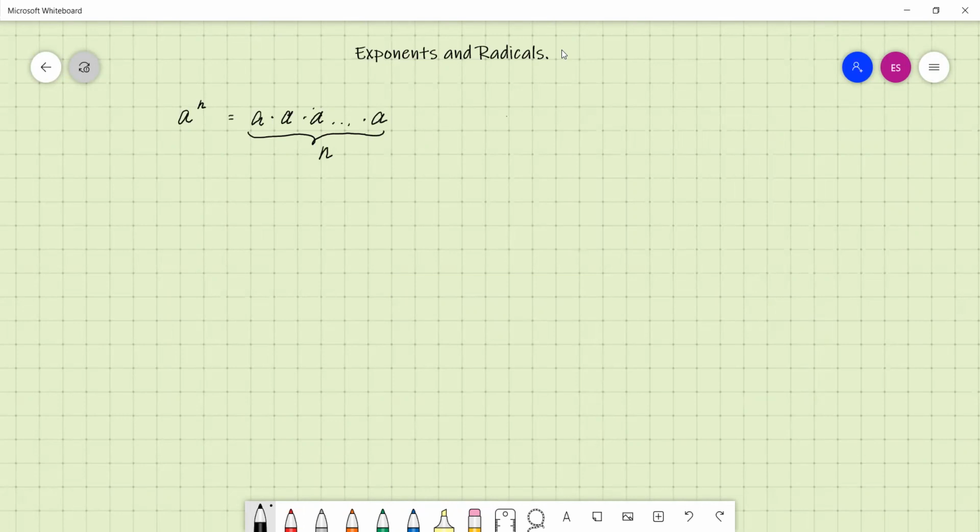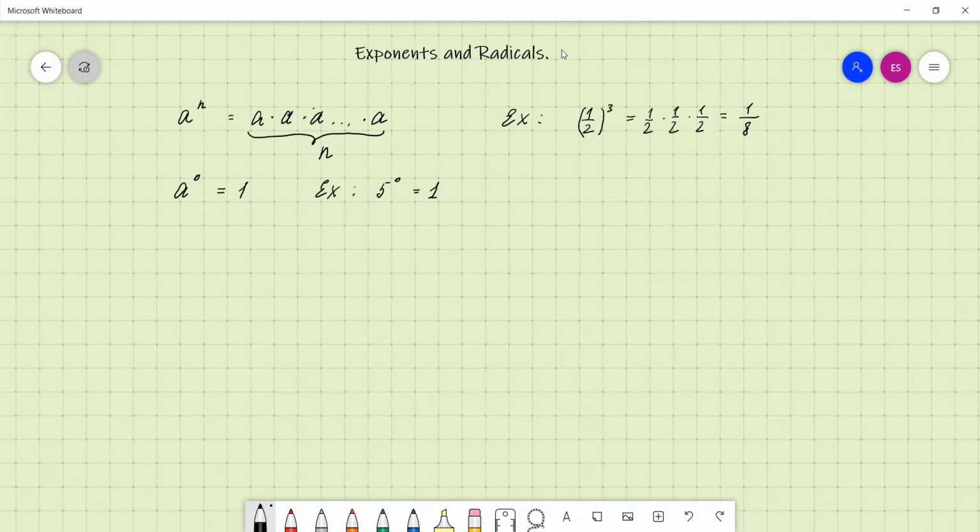For example, we can have 1 over 2 to the power of 3, which means 1 over 2 times 1 over 2 times 1 over 2, which is going to give us 1 over 8. Okay. a to the power of 0 is equal to 1. That's going to be by definition. For example, 5 to the power of 0 equals 1.